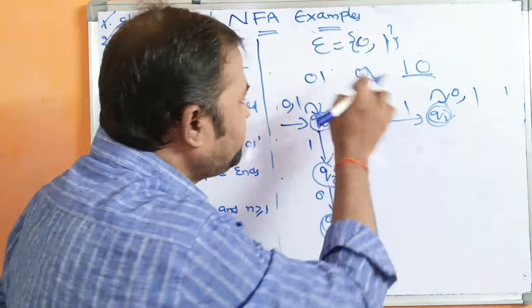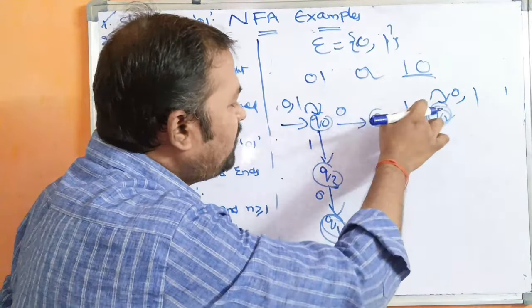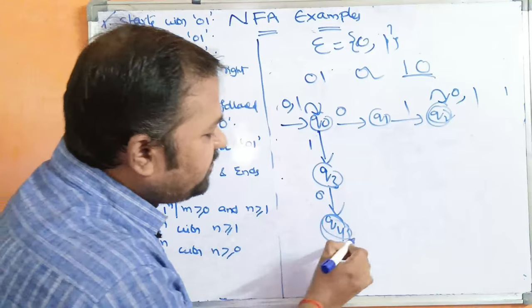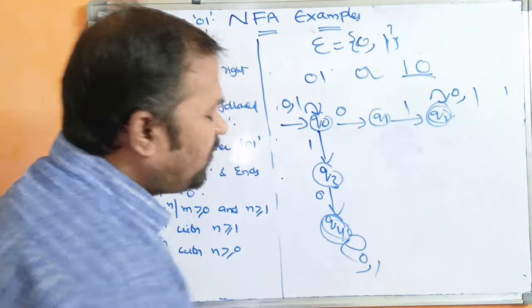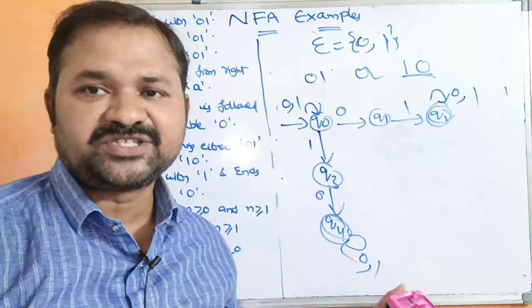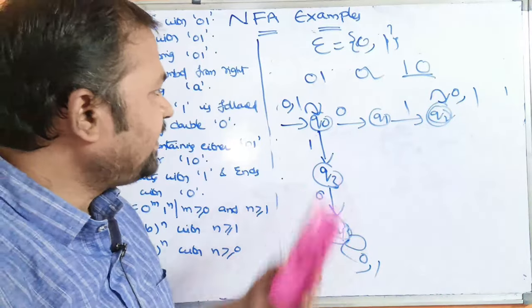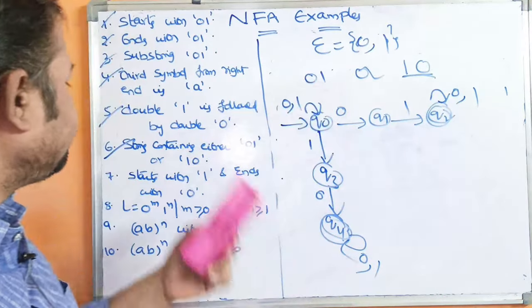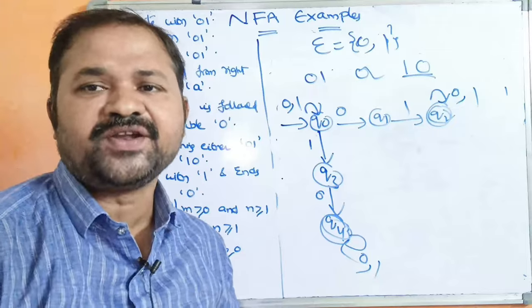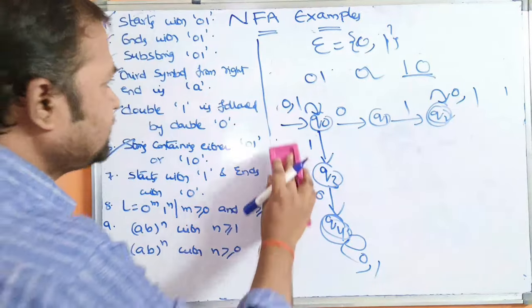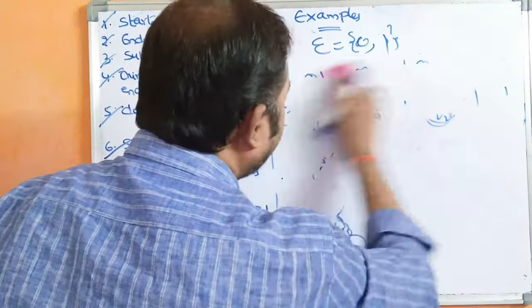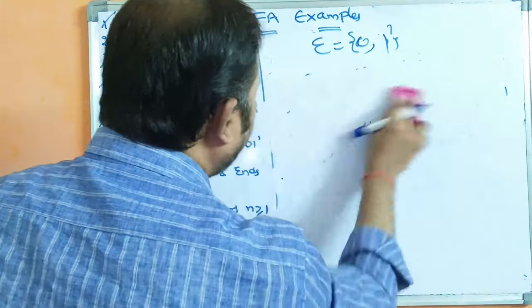So the string contains either 01 or 10. After 10, we can have any number of zeros and ones. There is no restriction on that. Okay, so this is the NFA which accepts the strings containing either 01 or 10. In this way we can draw the NFA. Now let us see the next example.